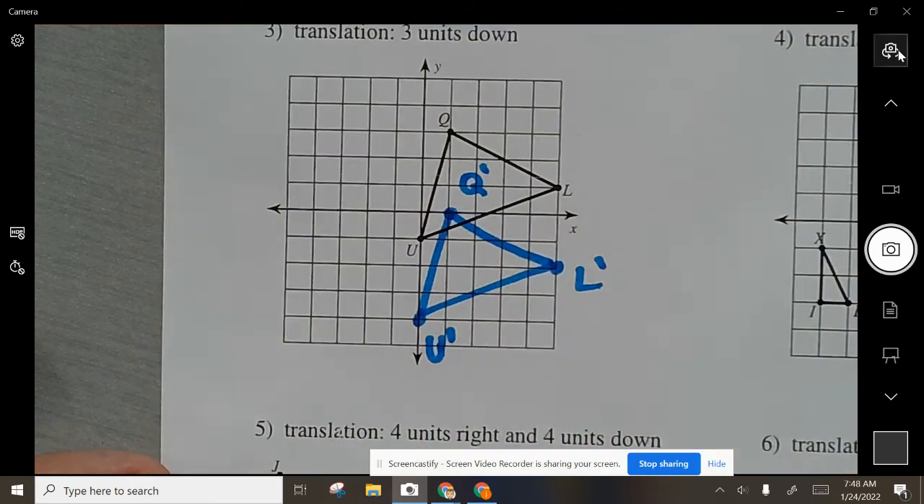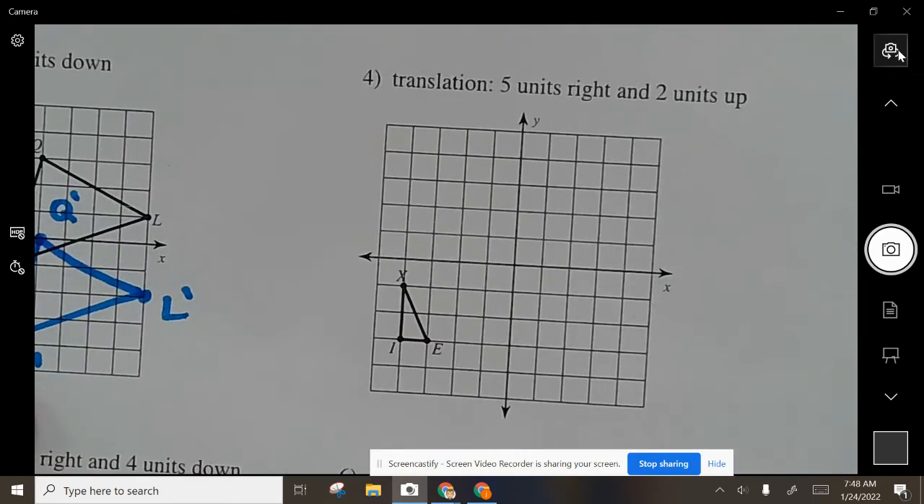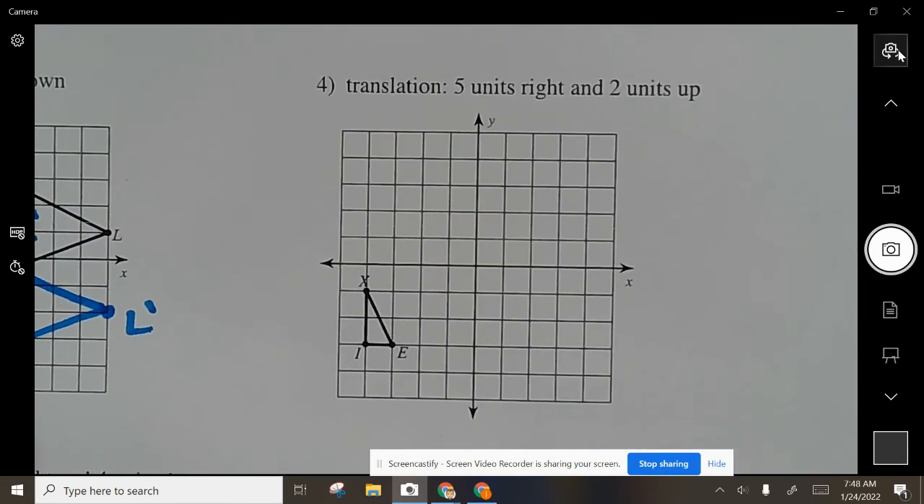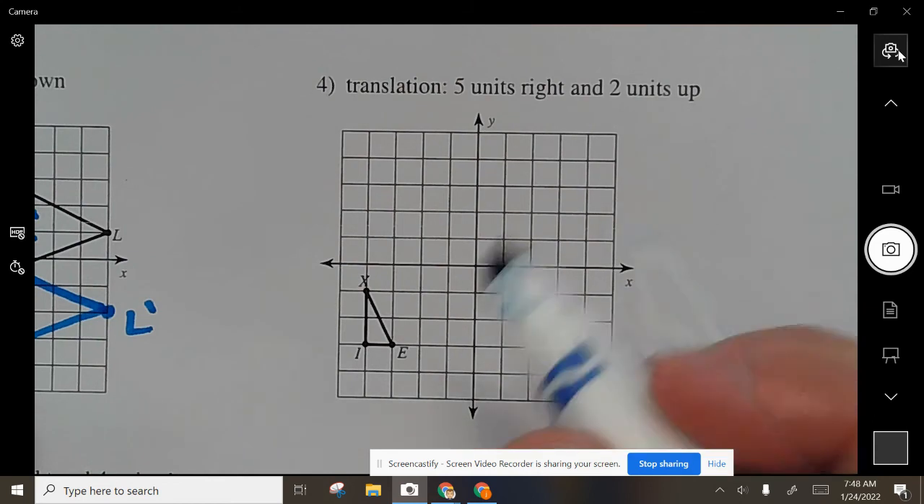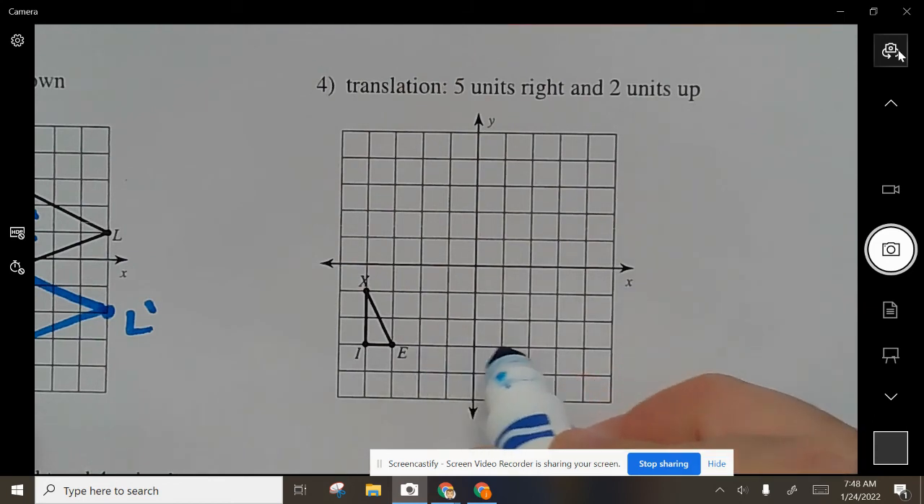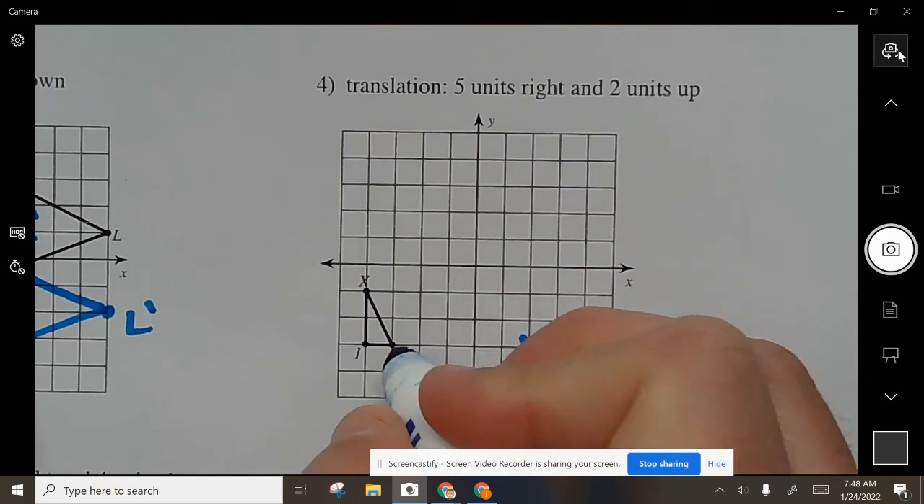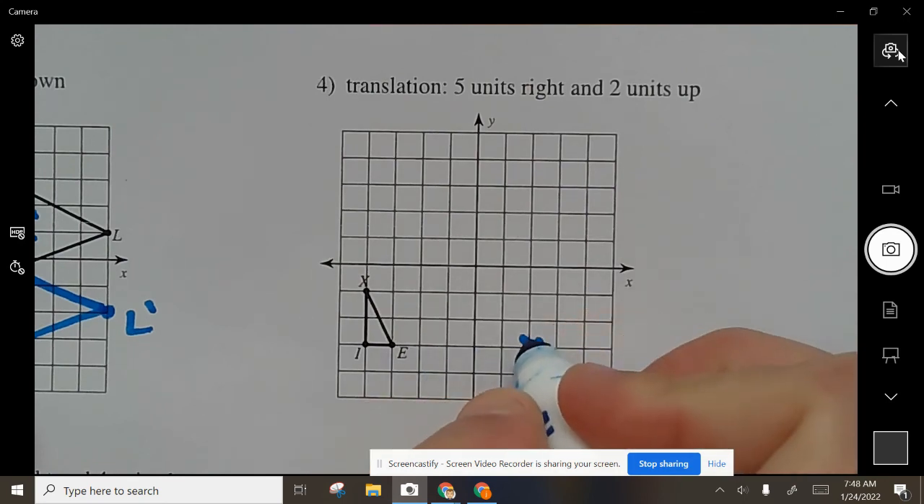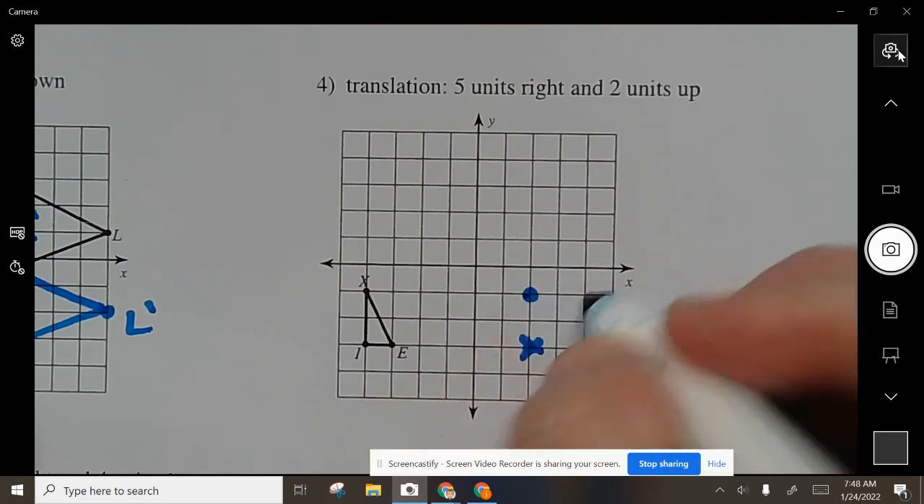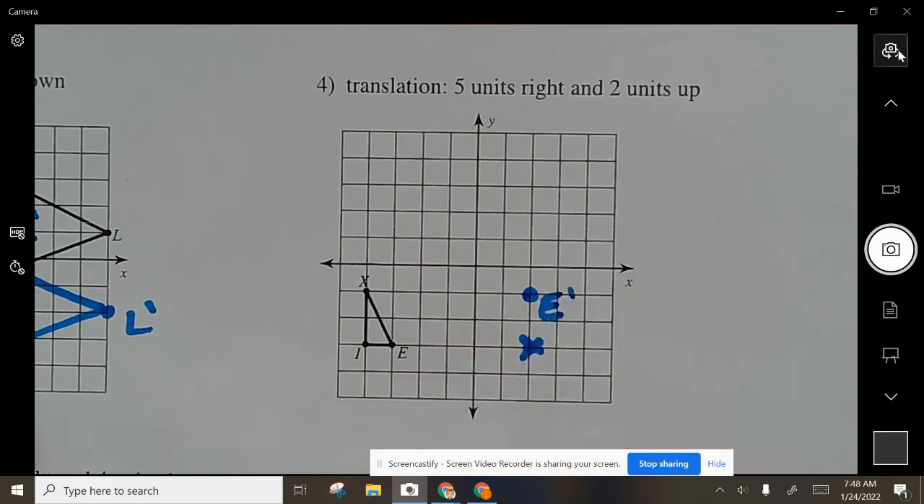All right. Go ahead and do 4 for me. 5 units to the right, 2 units up. Miss Alonzo, feel free to pause it. Oops, that's wrong. It's 5 to the right, 1, 2, 3, 4, 5, and then 2 up, 1, 2. That's where it should be.